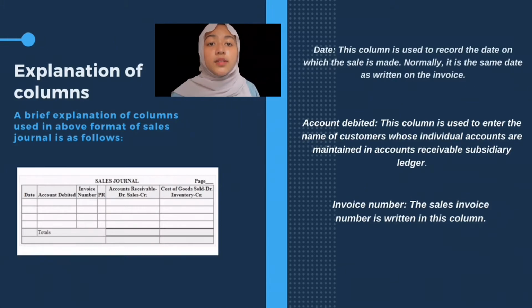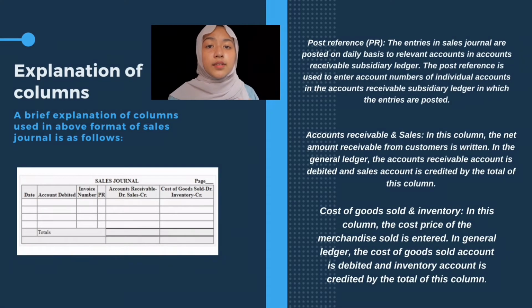Second, account debited. This column is used to enter the name of the customer whose individual account is maintained in the accounts receivable subsidiary ledger. Third, invoice number. The sales invoice number is written in this column. Post reference. The entries in the sales journal are posted on a daily basis to the relevant account in the accounts receivable subsidiary ledger. The post reference is used to enter the account number of the individual account in the accounts receivable subsidiary ledger in which the entries are posted.